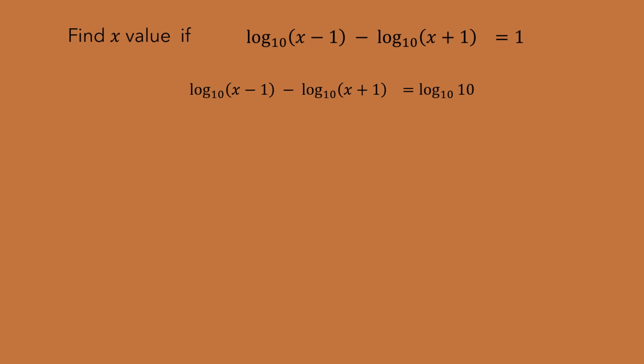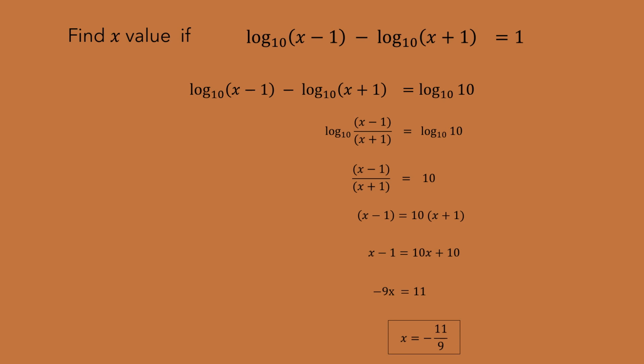The left hand side is the quotient, x minus 1 by x plus 1. Now equating the two results, we get x minus 1 by x plus 1 is 10. Cross multiplying, we get x minus 1 is 10 times x plus 1. Expanding it, we get x minus 1 is equal to 10x plus 10, or simplifying this result, negative 9x equal to 11, or x is equal to negative 11 by 9.